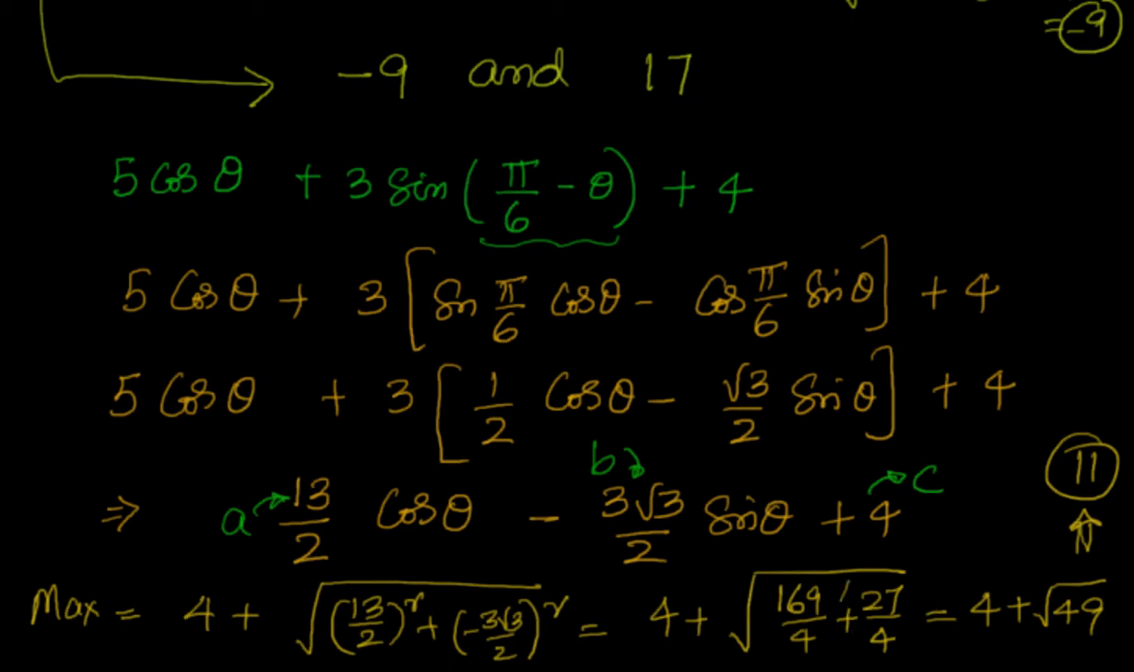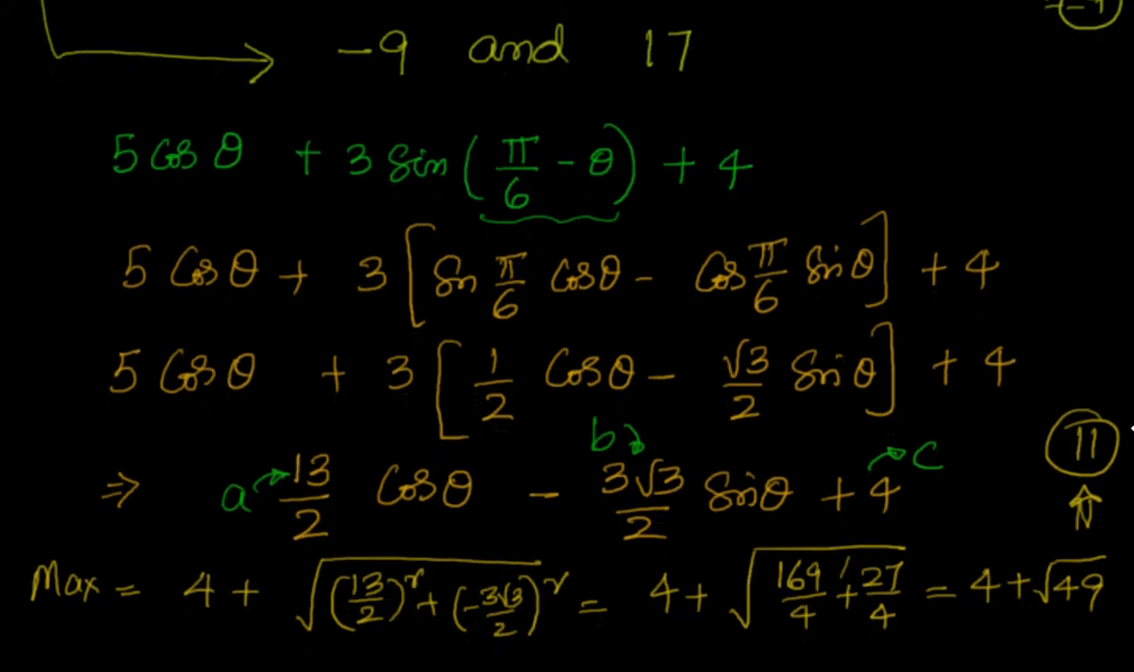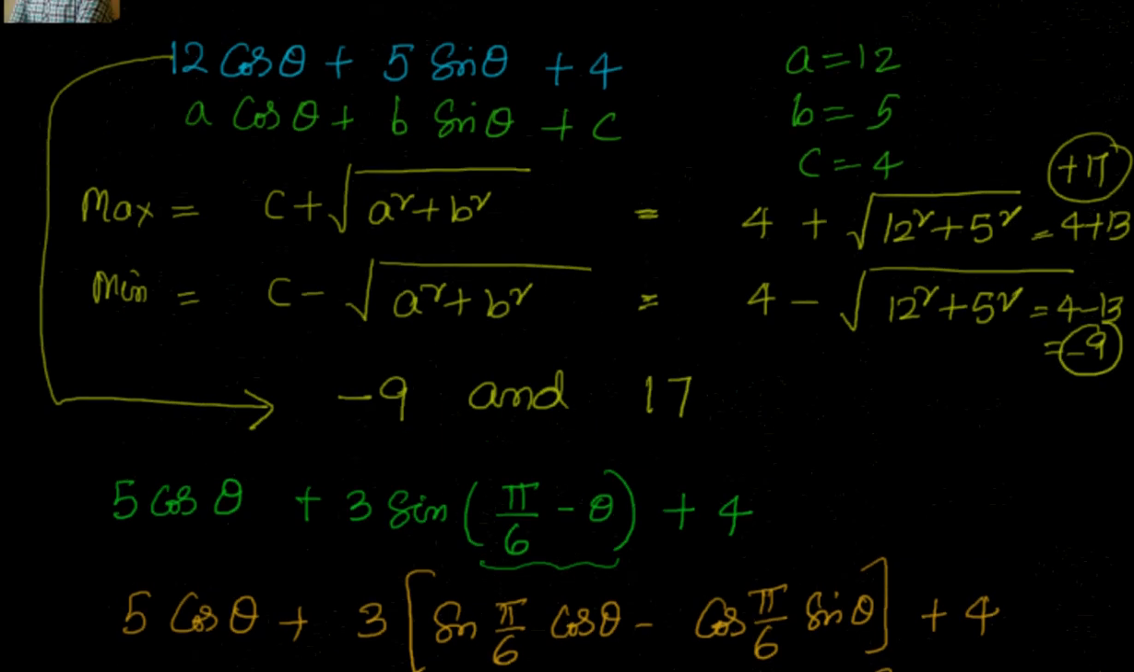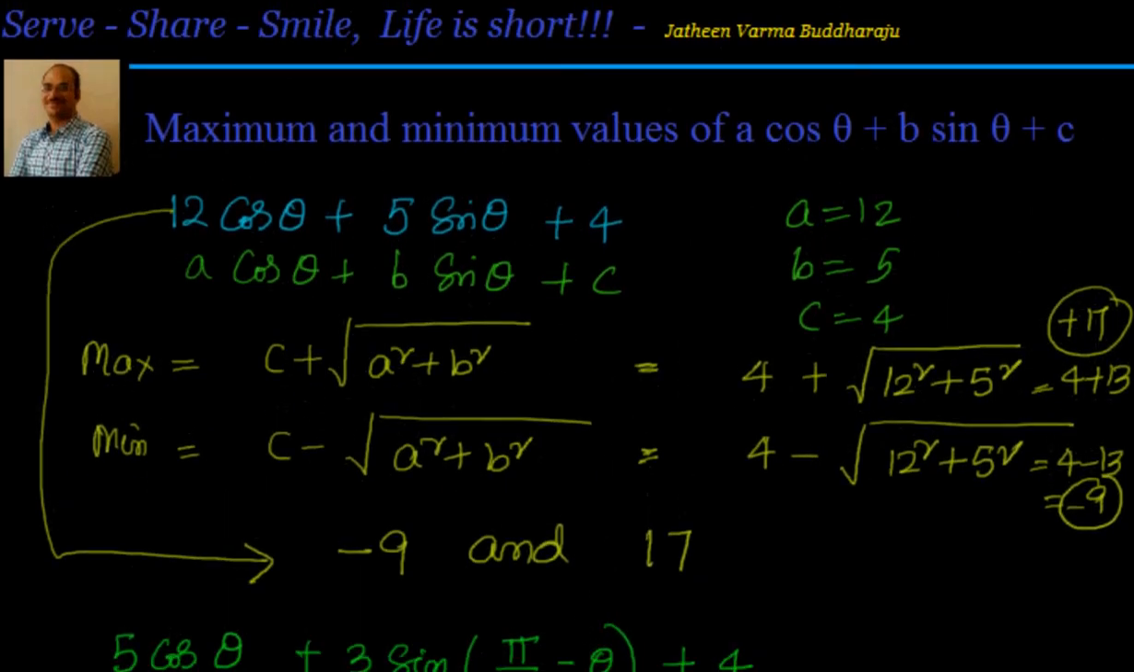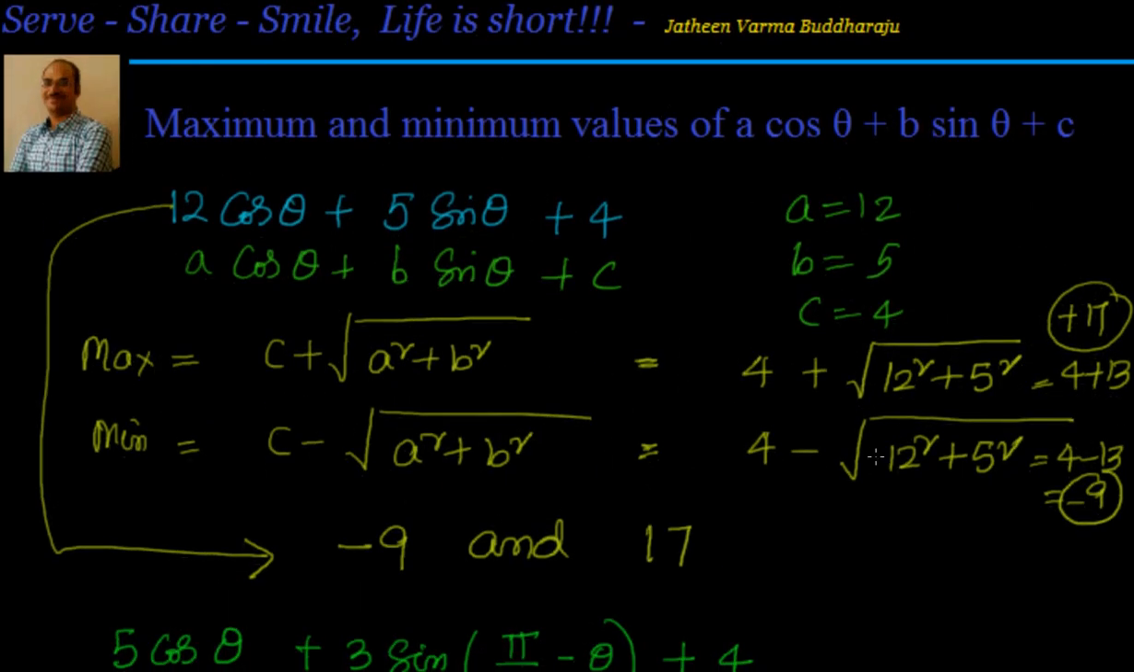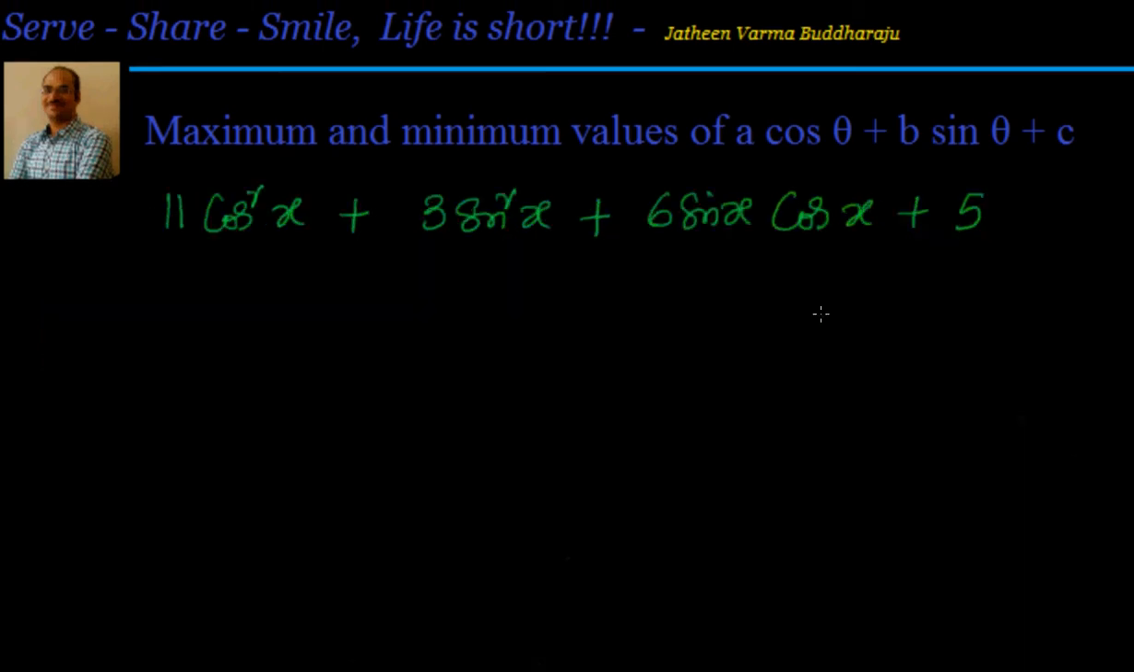Let's look at the min value. What will be the minimum value? The minimum value will be nothing but 4 minus whatever you have. That's nothing but 4 minus 7. That's equal to minus 3. So the minimum value is minus 3 and the maximum value is 11. This is pretty straightforward and simple. Now let's look at some problems where it may not be straightforward. We have to do a little bit of work on them.